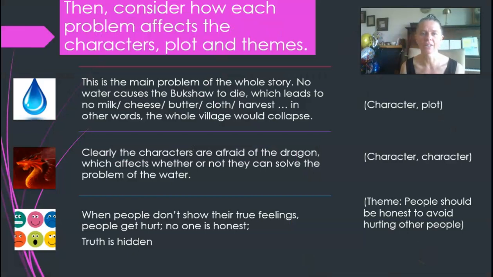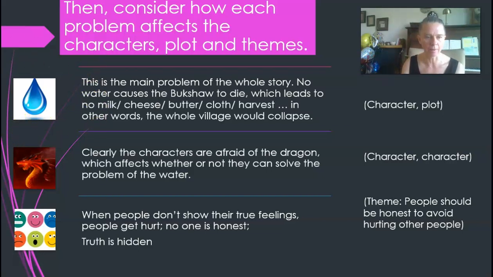Then you need to consider how each of those problems affects the characters, the plot, and the themes. That's part to whole. So for example, we have the problem of no water. This is the main problem of the whole story. If there's no water, then the Bookshar are going to die, which leads to having no milk and no cheese and no butter and no cloth and no harvest. So in other words, the whole village is going to collapse. So the problem of no water affects the characters and it affects the whole plot of the story.